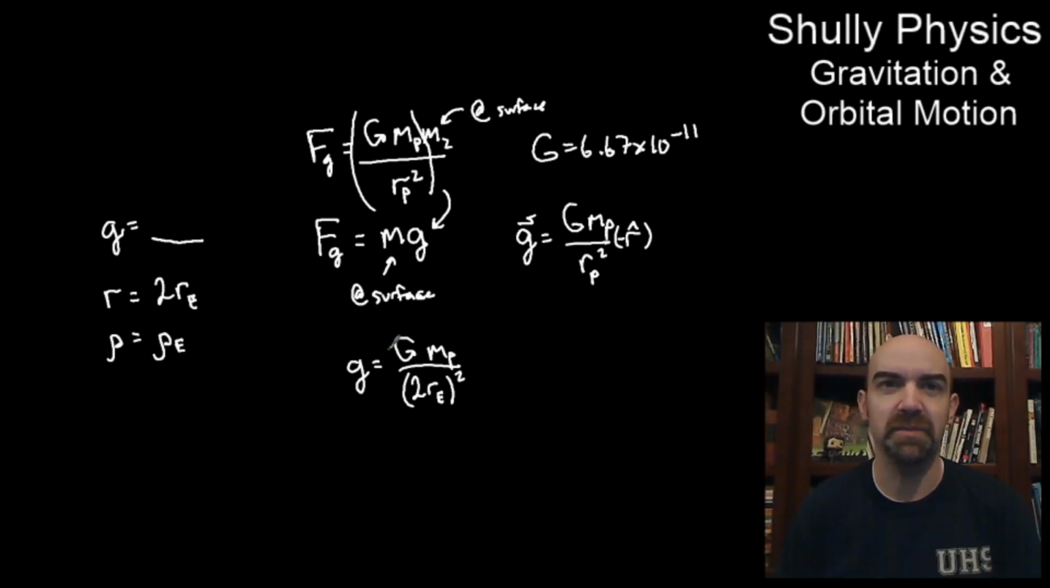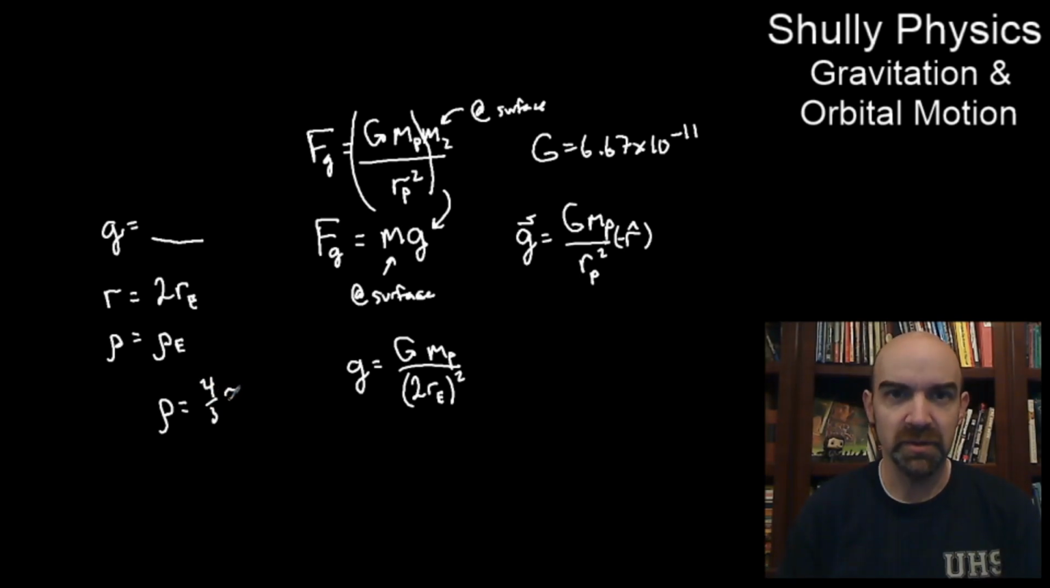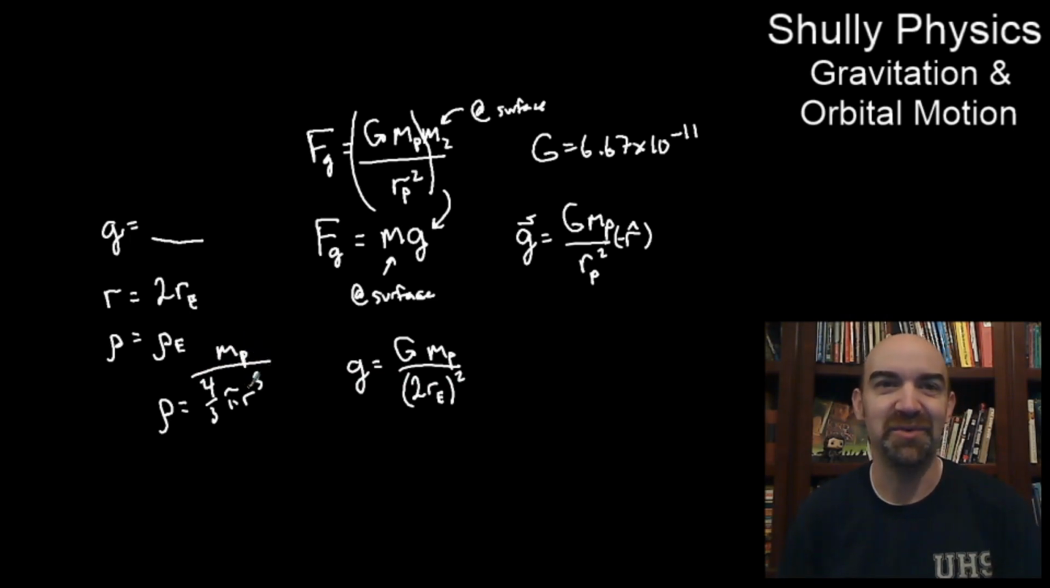Now back to the mass of the planet. We know that it has the same density. So since the density of any sphere, we're going to assume a spherical Earth here and a spherical planet, they're very close to spheres, is mass over 4/3 pi r cubed. Excuse me, 4/3 pi r cubed is the volume. So we're looking at the mass of the planet over 4/3 pi r cubed.